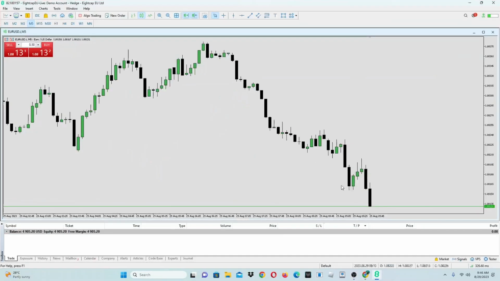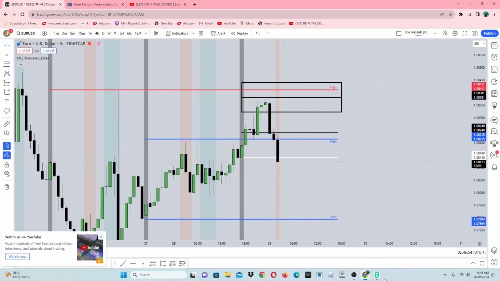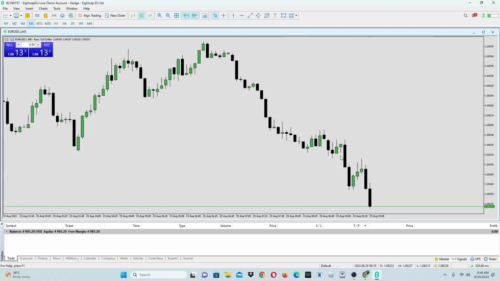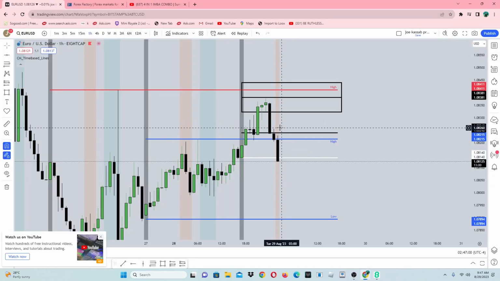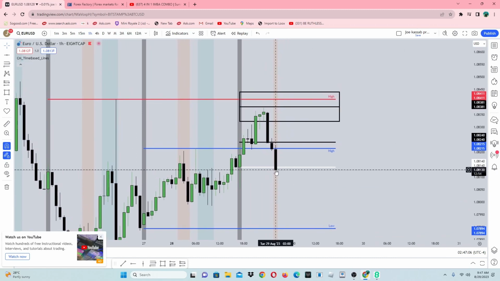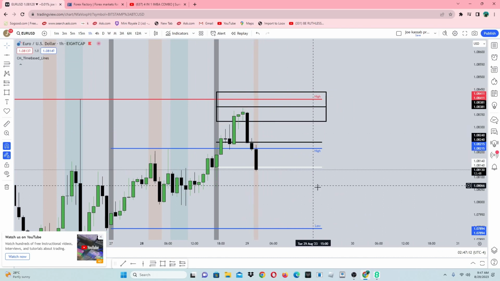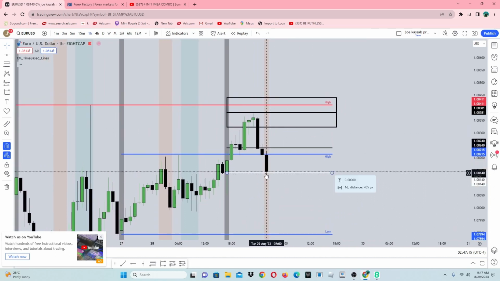So guys, as you can see right here, we retraced into this fair value gap, and then we pushed into the opening of the daily candle. But since it was not a retracement, and we had this powerful fair value gap right there, I did not enter the trade. I'm just waiting to see a retracement into a PD array. And as you can see right here, we are getting rejected from this area.